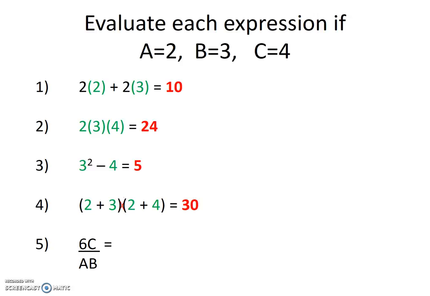And for 5, I would substitute the values I was given for a, b, and c. And I work out the top, 6 times 4, which is 24. And then the bottom, 2 times 3, which is 6. So really I have 24 over 6. And 24 divided by 6 is 4.